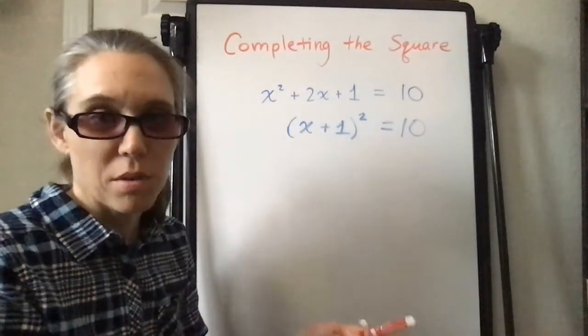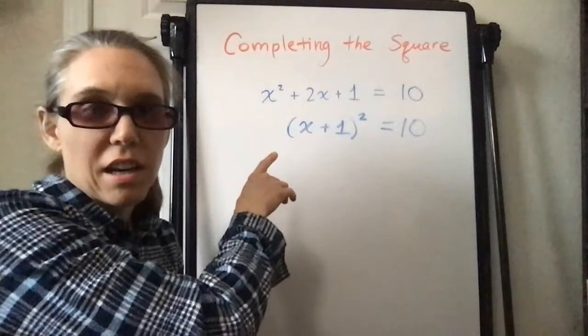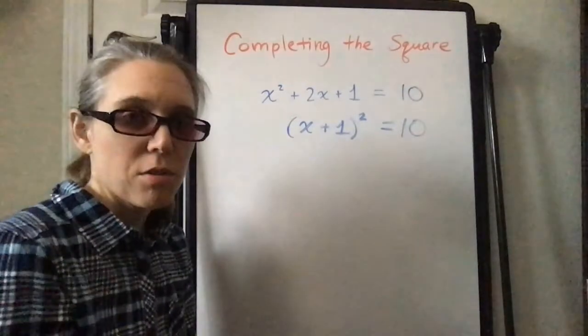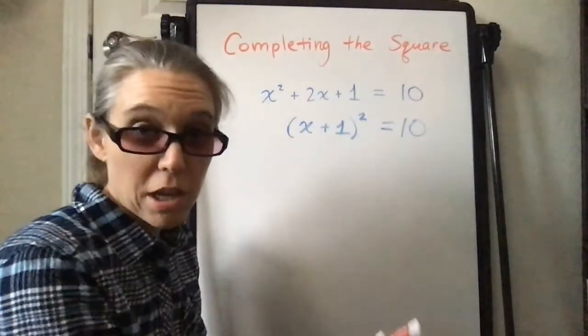We can take the square root of both sides. So once you get a perfect square, you can, of course, use the square root property. So here we go.